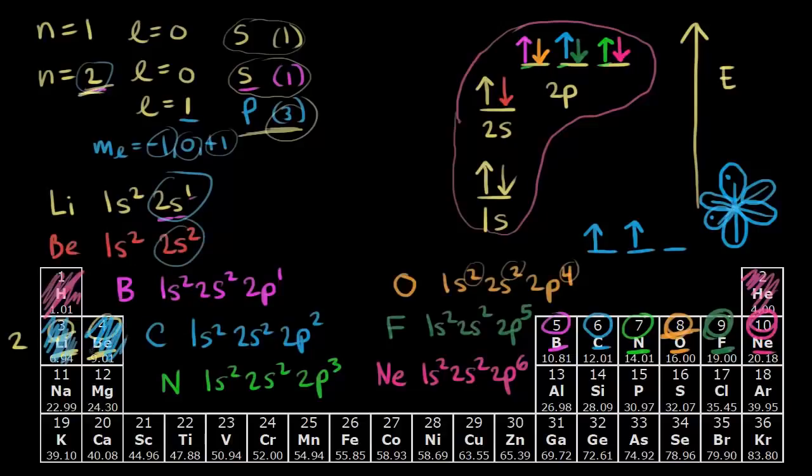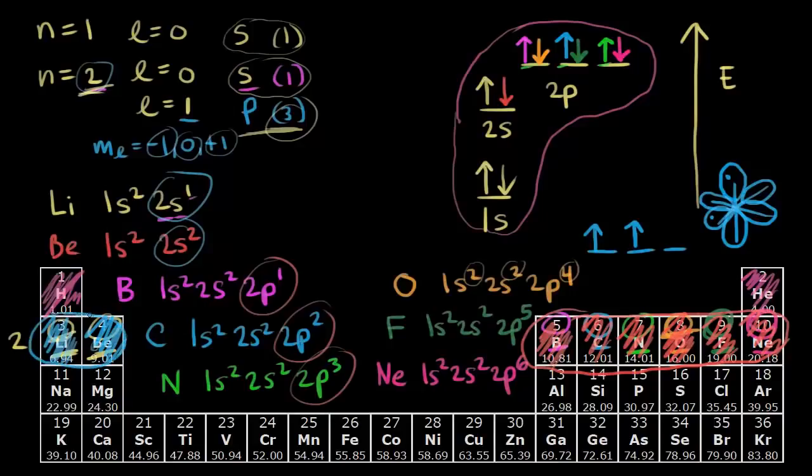And then we filled the s orbital and moved on to the p orbitals. And notice we have over here, right? So boron's last electron was 2p1, carbon's 2p2, nitrogen's 2p3. Oxygen's 2p4, fluorine's 2p5, and neon is 2p6. So notice we have these 6 boxes over here on the periodic table. Those represent our p orbitals. And then over here on the left, we have these 2 boxes, right, representing our s orbital.